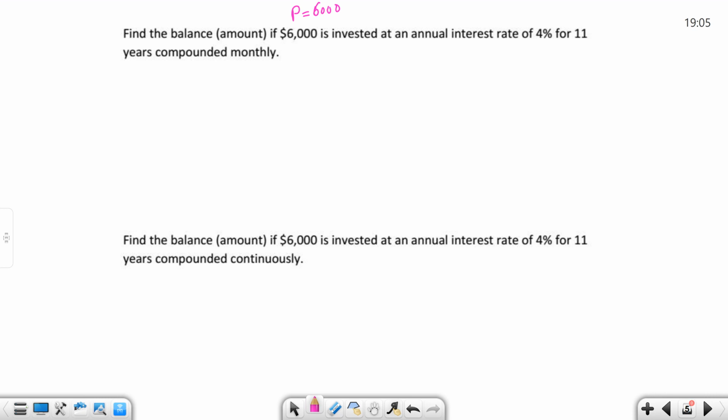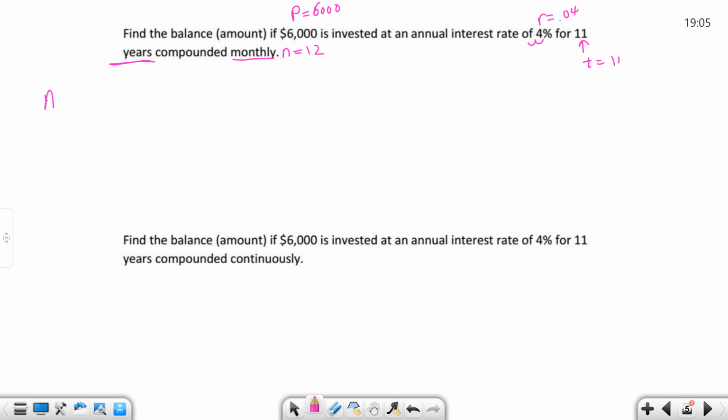And then it is invested at an annual rate of 4%. So R is 0.04, right? Move it two decimal places. And then here, T equals 11 because that's in years, okay? And then compounded monthly, N is what? 12, right? N is 12 when it's compounded monthly. That's 12 times a year.